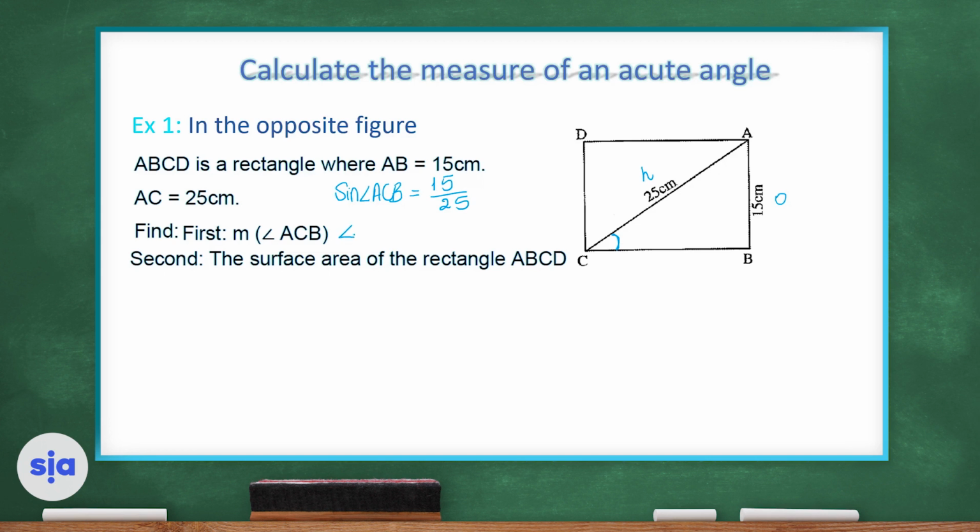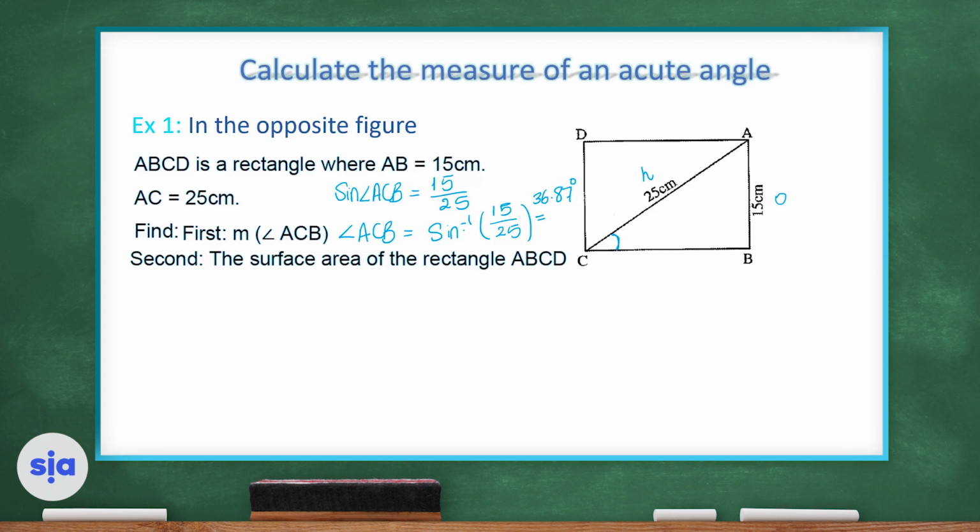To find the measure of angle ACB, you take the inverse of sine, or sine power negative 1, which you get on your calculator by pressing shift sine, and then you write 15 over 25. If you press equal, the solution here will be 36.87 degrees.